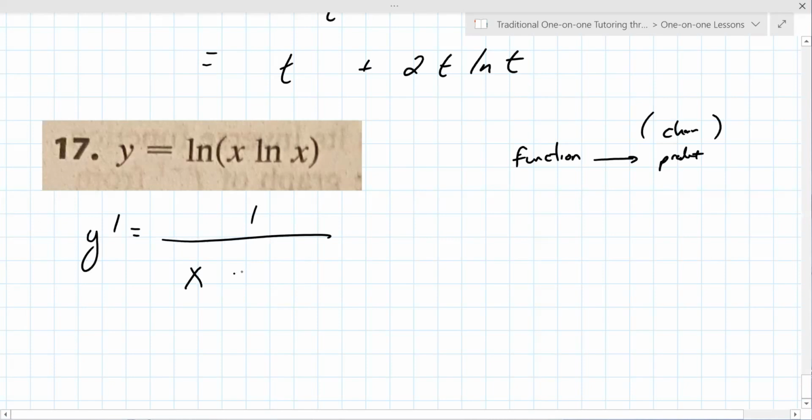So hopefully you got at least to here, where you do 1 over, and then the next part is the derivative of the inside function. If you didn't have the ln on the outside, it would be x times natural log of x, which is product rule. So x times 1 over x plus natural log of x times 1.